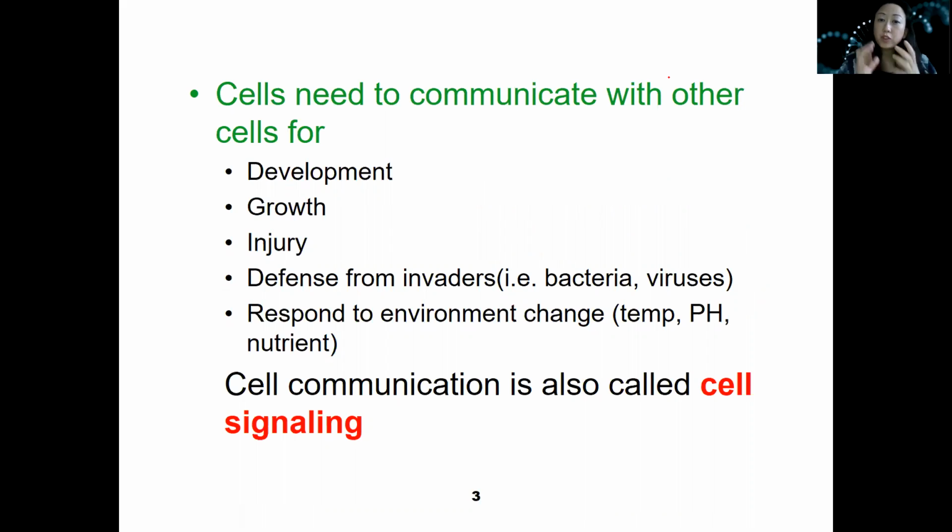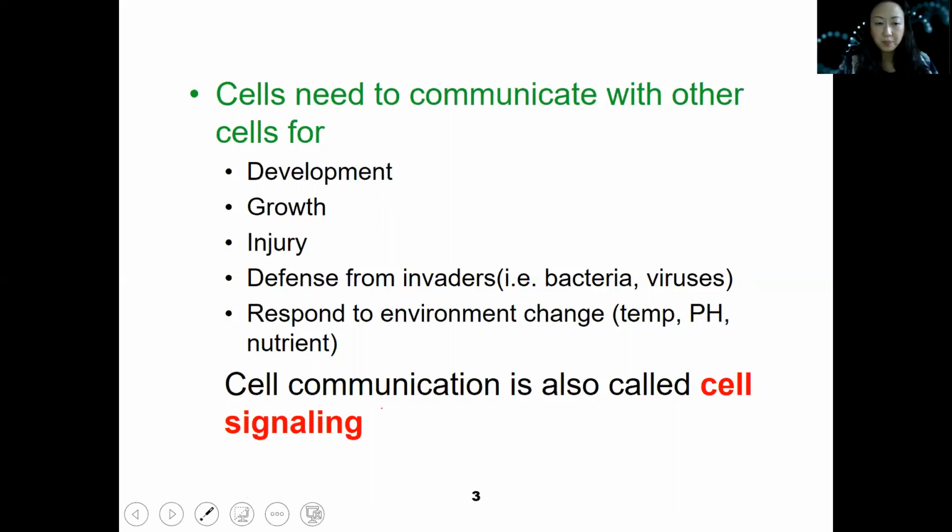When you were first fertilized as an egg, for your fertilized egg to develop into an embryo, all the cells need to tell each other, okay, you're going to become the mesoderm, the ectoderm, so different parts of the tissue, bone, heart, they all need to structure around each other. So development is important for growth.